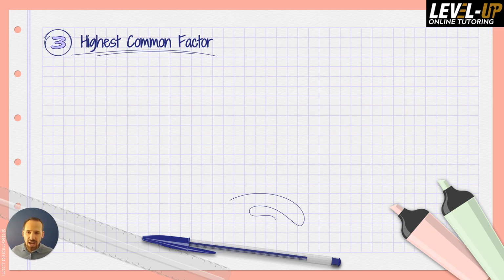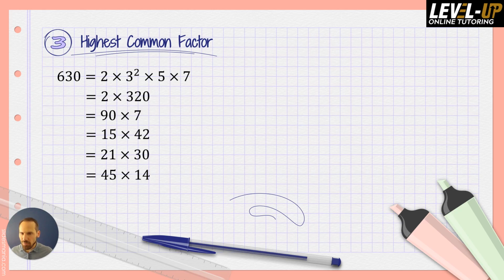So how do we work it out? We work it out from the prime factorization of numbers. So we have, say, the prime factorization of 630 here. And then from that, we can come up with any other factors we want by making different combinations.